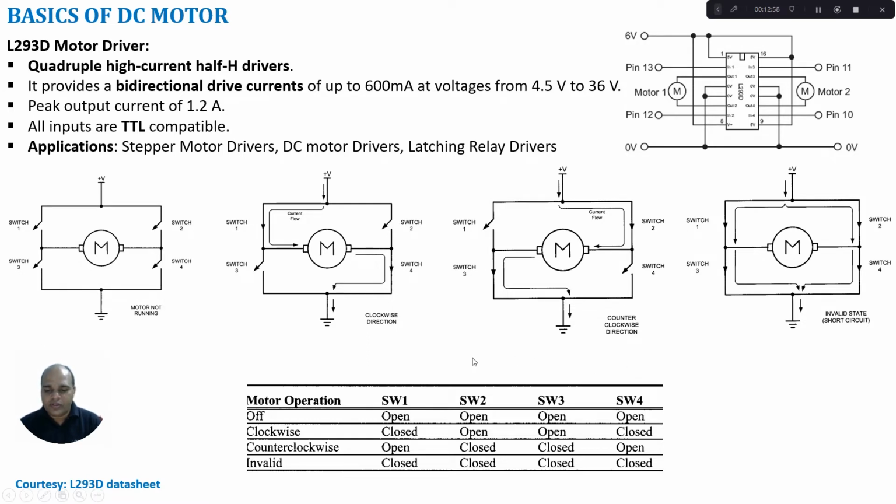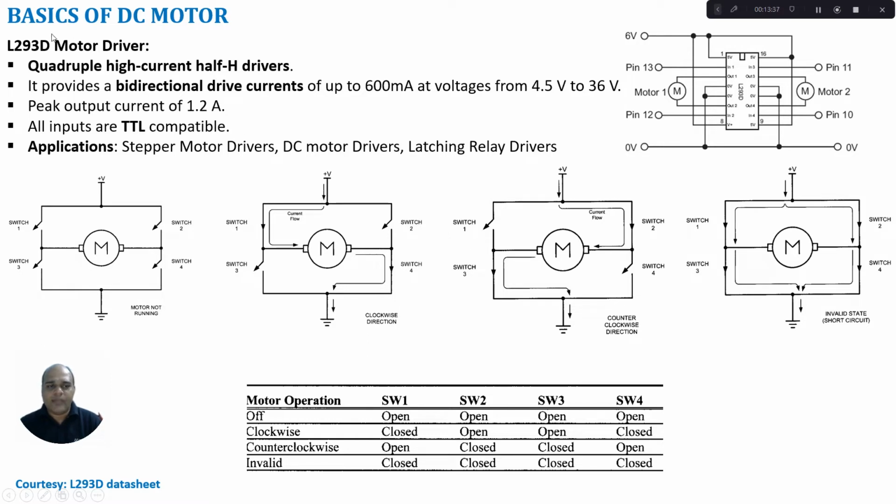So here I have shown the same status in table format. When all the 4 switches, switch 1, switch 2, switch 3, switch 4 are in open condition, then the motor will be in off state. If switch 1 and switch 4 are closed and switch 2 and switch 3 are open, then we get a clockwise rotation. In case of switch 2 and switch 3 being closed, switch 1 and switch 4 being open, we get counterclockwise direction. If all the 4 switches are closed, it is an invalid condition.